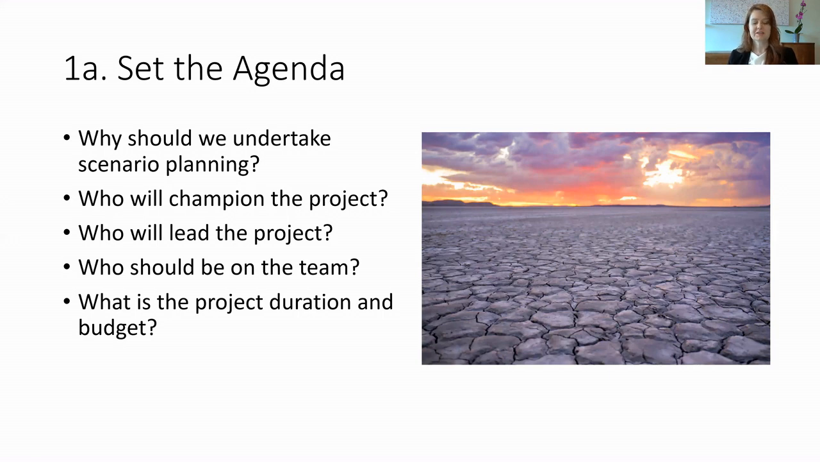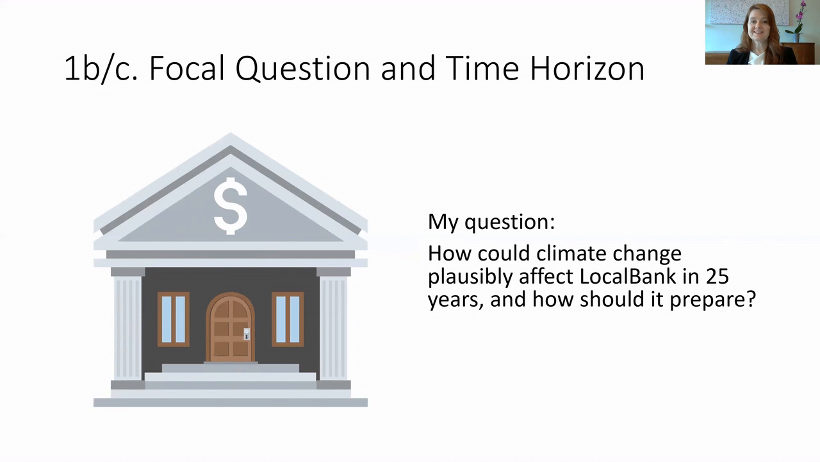Who will lead the project, as I mentioned before? Who should be on the team? And what should be the project duration and budget? Scenario planning projects can be as short as, say, 6 weeks, 12 weeks, and as long as 3 or 4 months. With the agenda set, you'll then move on to defining your focal question and the time horizon.